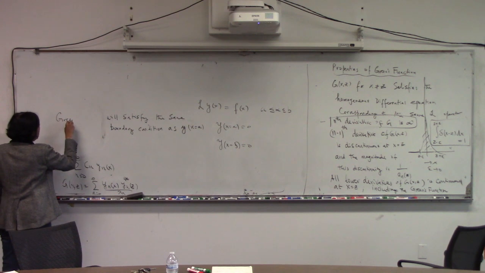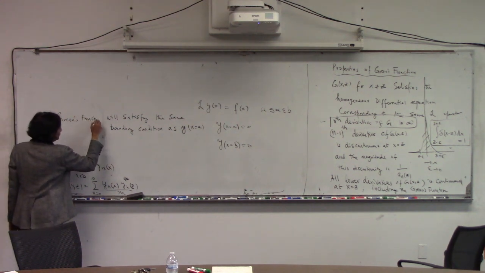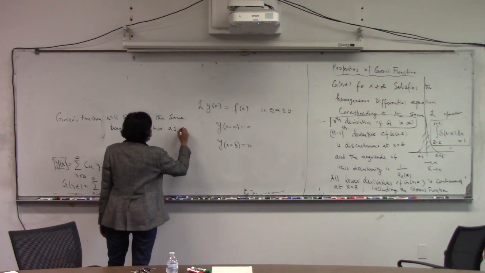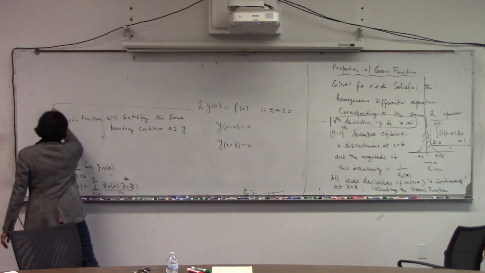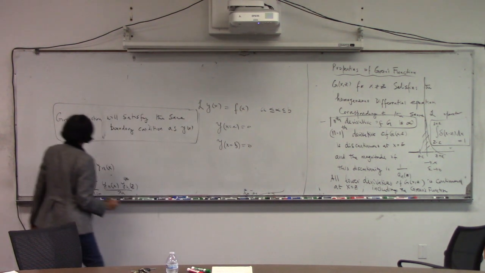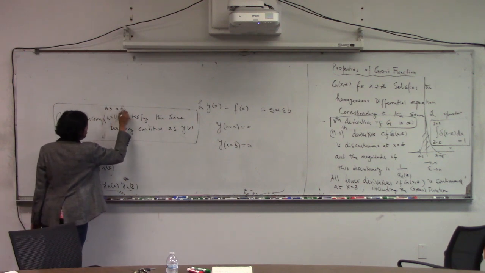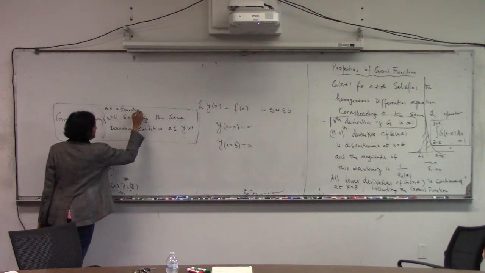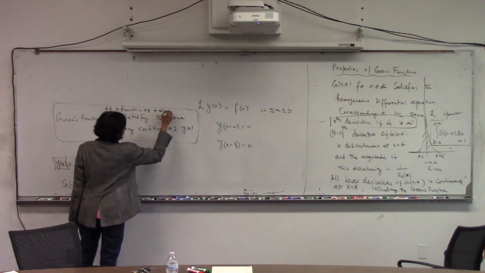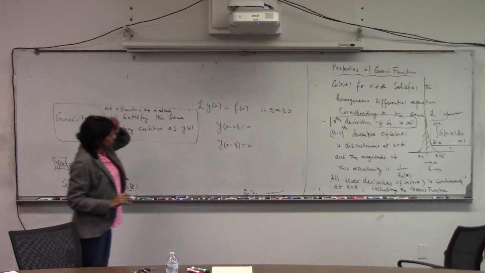I'm going to combine into one. Green's function will satisfy the same boundary condition as y. Okay, so maybe as a function of x alone I will write, because it's a function of two variables, right? As a function of x alone, it will satisfy the same boundary condition.